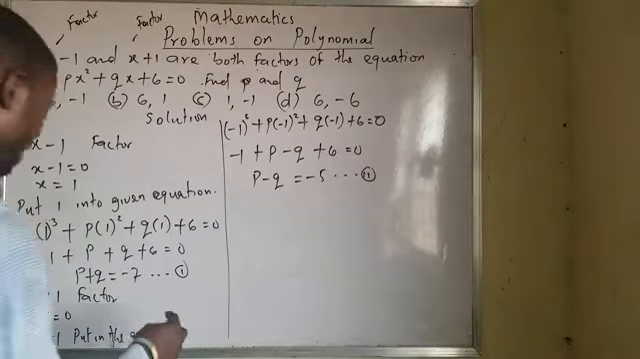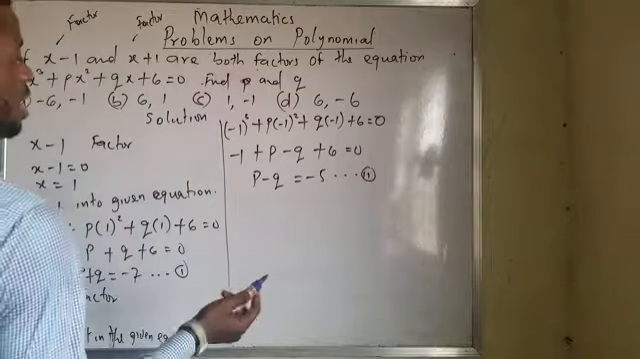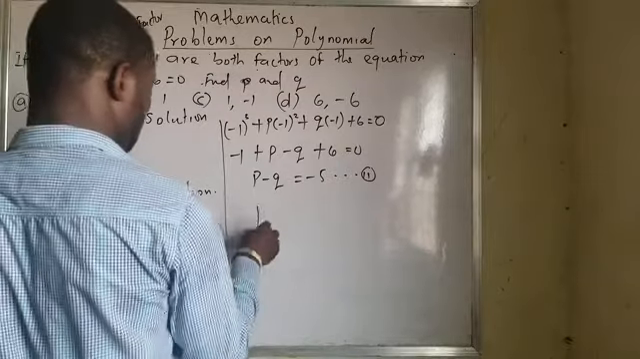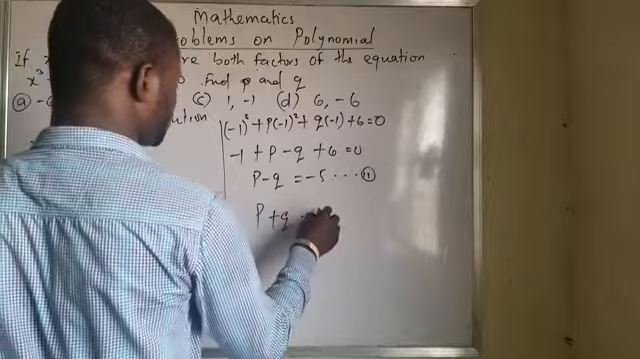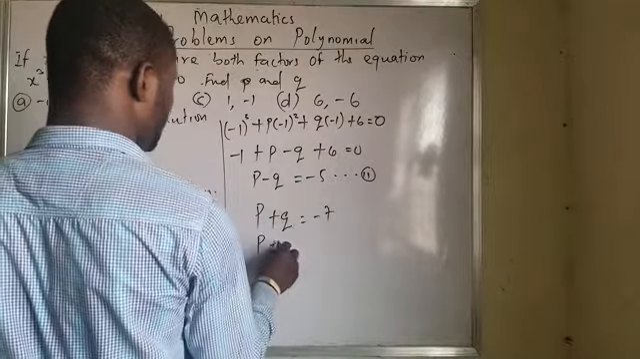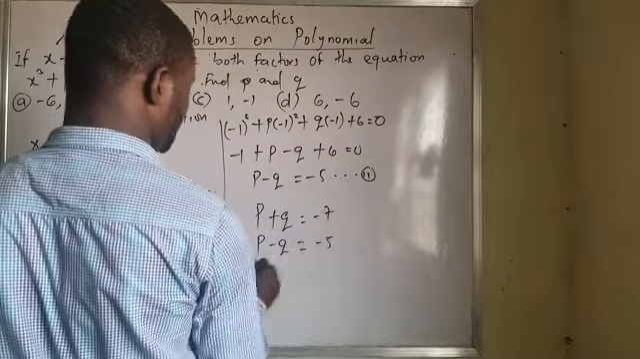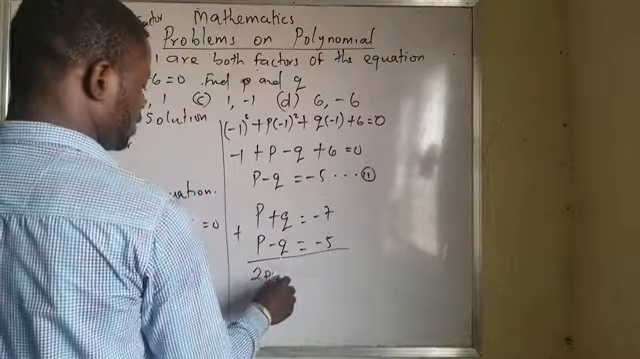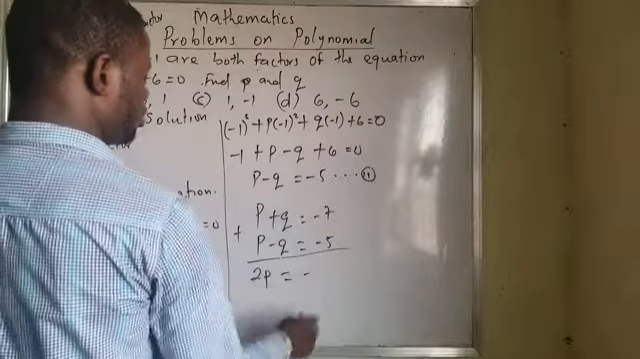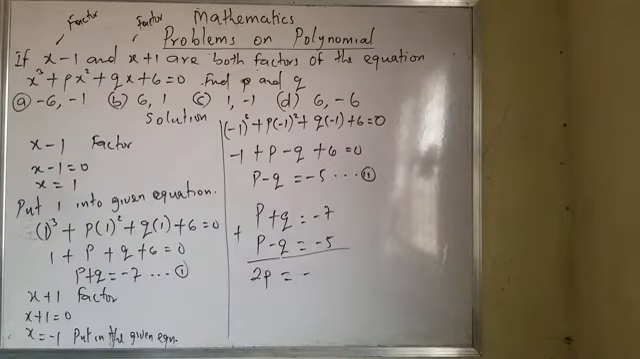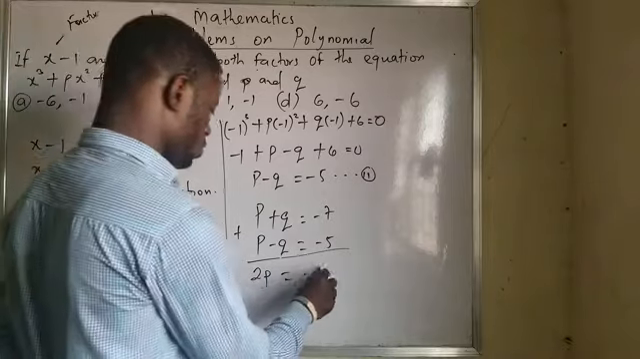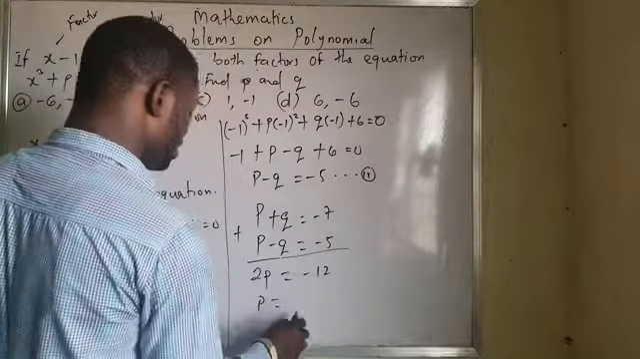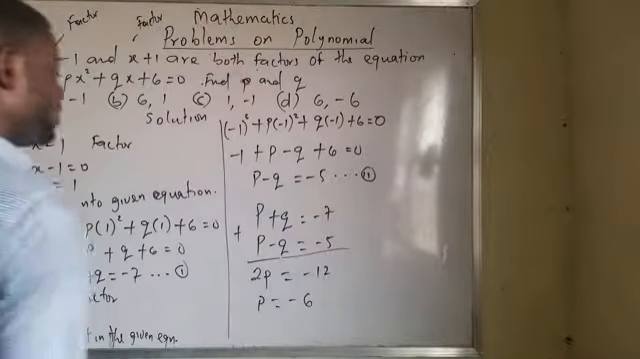Now, it means I can now say, let me quickly eliminate it. p plus q equals minus 7 and p minus q equals minus 5. I want to eliminate q, so I will add. This is going to be 2p equals minus 7 minus 5, which is going to be minus 12, right? Yes, it will be minus 12. It means my p will be minus 6. My p is minus 6.